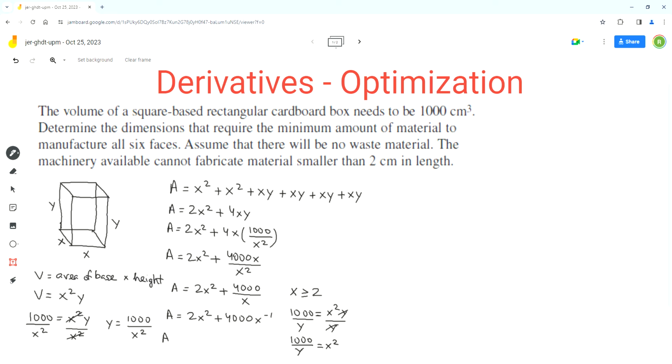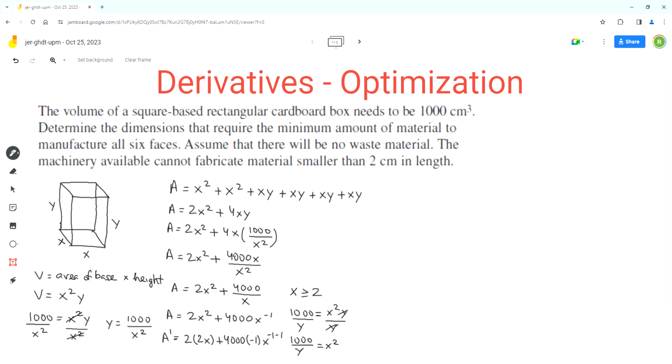So A prime. In the first term, 2 is the coefficient, so we get 2, and the derivative of x squared is 2x, plus 4000. Now for x exponent -1, we have to use the power rule. So the -1 comes to the front and we subtract 1 from the exponent. Now we can continue simplifying this expression.